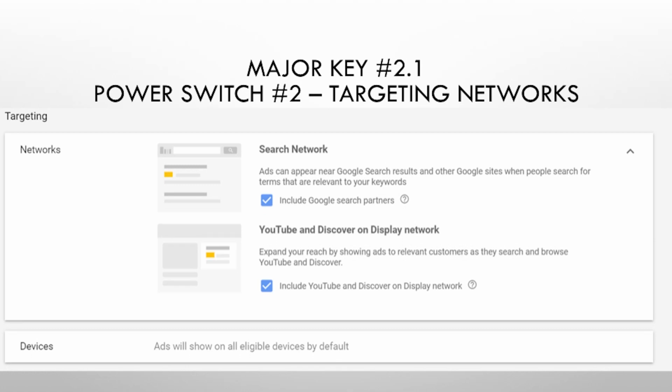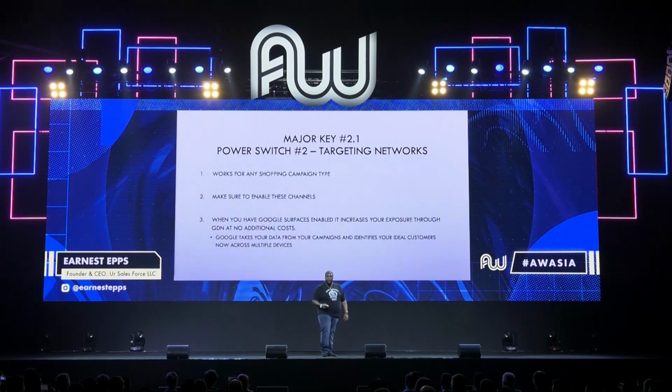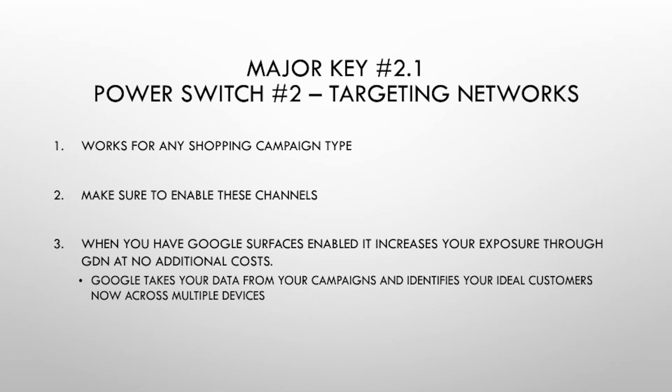The next thing you have to do is make sure you turn on the targeting networks specifically in the shopping campaigns. When you're setting a campaign up, Google's going to ask, do you want your products to show up on the search network? Do you want your products to show up on YouTube? The search network mostly is checked by default, but if you don't have YouTube checked, you want to go inside your campaigns right now and check that so you can start running traffic on YouTube as well. This works for any campaign type that you have. You want to make sure that you enable it on pretty much all the channels that Google's going to allow you to.